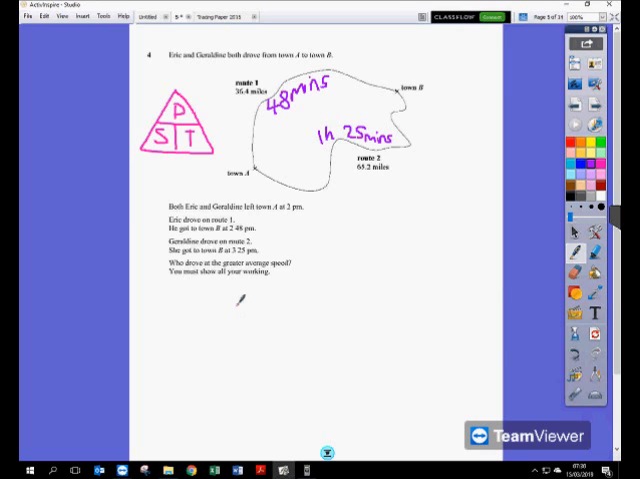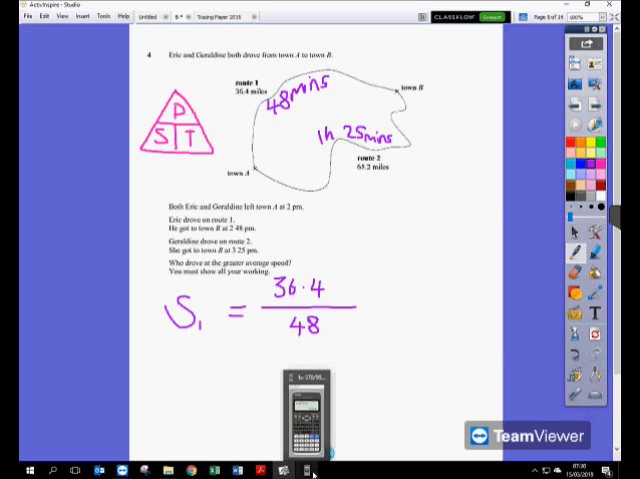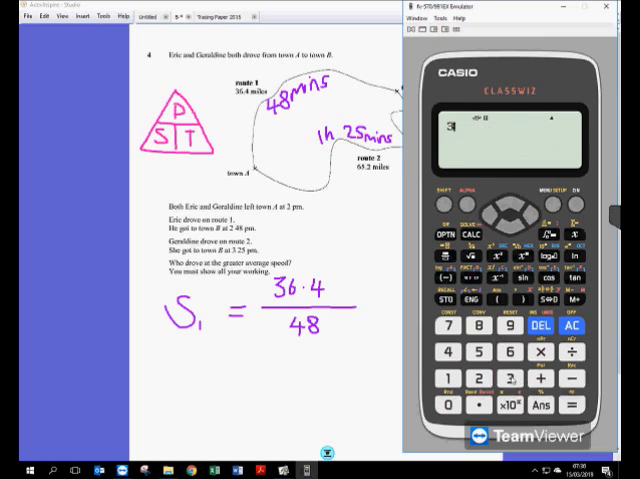Okay. Now, who drove at the greater speed? So just work out distance divided by time for speed. So the speed for route 1 is equal to the distance, which is 36.4, divided by the time, which is 48 minutes. Whatever we divide by, we have to keep the units consistent. So if we divide route 1 by minutes, we have to divide route 2 by minutes as well.